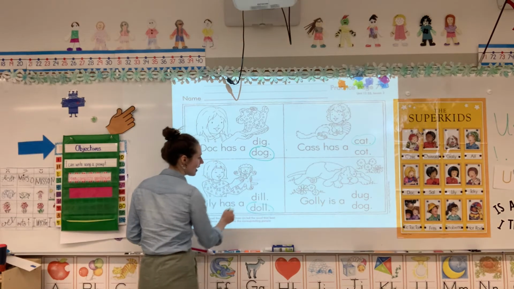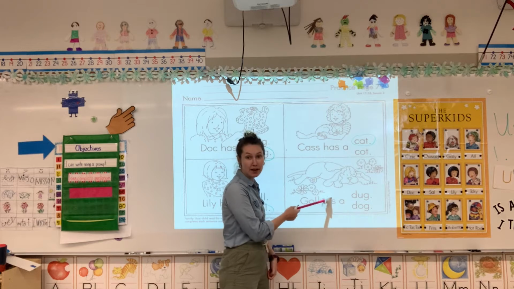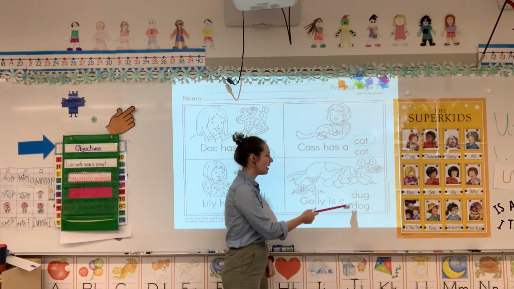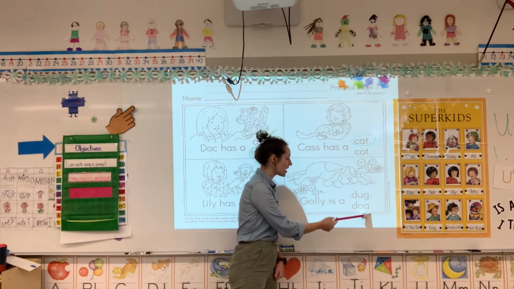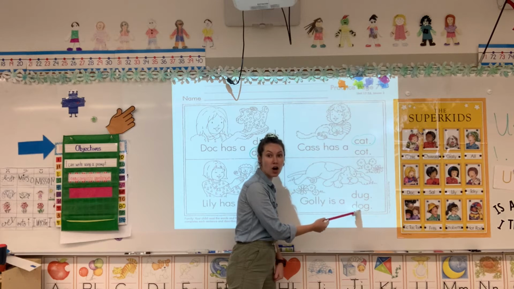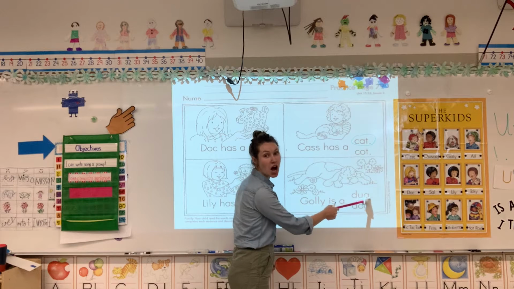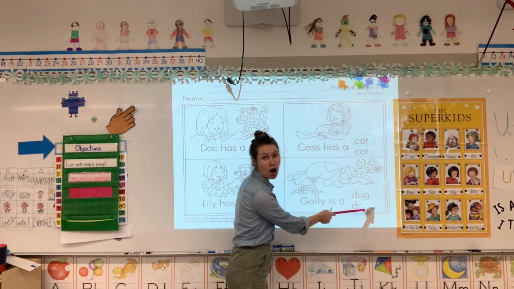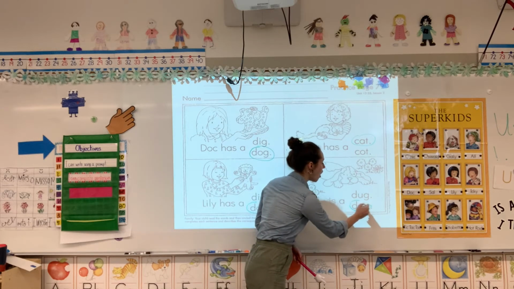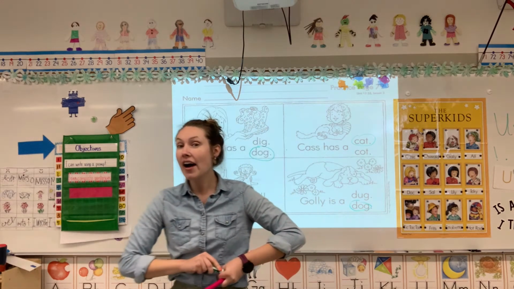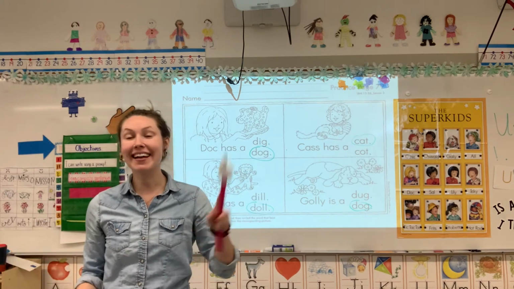Very good. And our last one, Golly is a, we changed that word has. Golly is a, and then our consonants here, again, kind of like up here, are D and G. Our vowels are U and O. Now, which one makes the word correct? Golly is a dug or Golly is a dog? Golly is a dog. So the letter O makes that vowel sound, and that makes the word correct. Nice work, everyone. Let's do our next page.